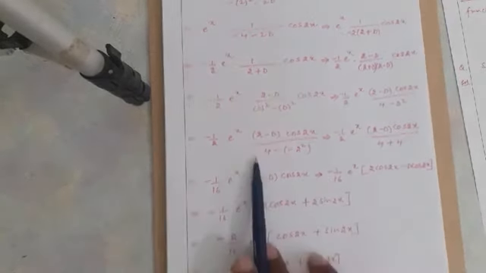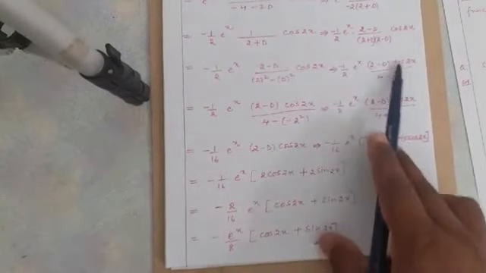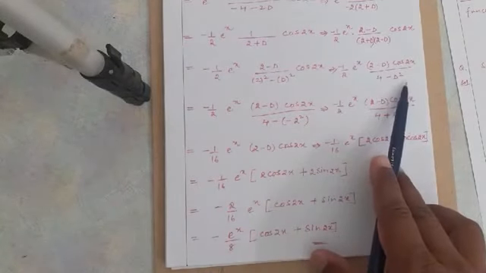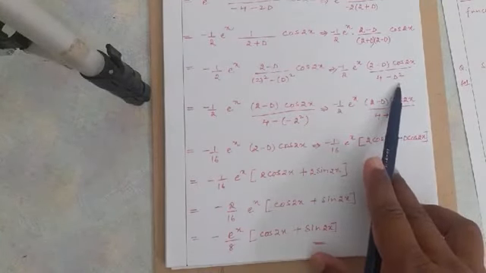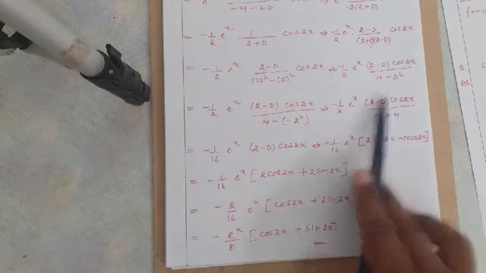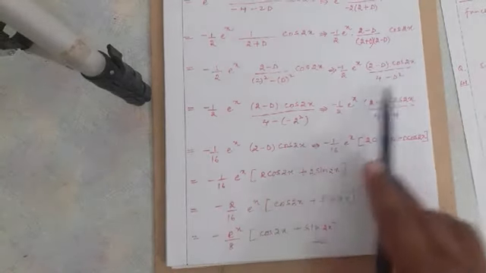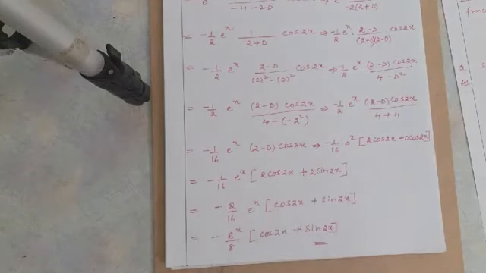After that we have written again, this has become again case 2. So here you can see we have d square. So we have substituted again d square is equal to minus a square. A is nothing but 2 here. So in this way we have solved the problem.